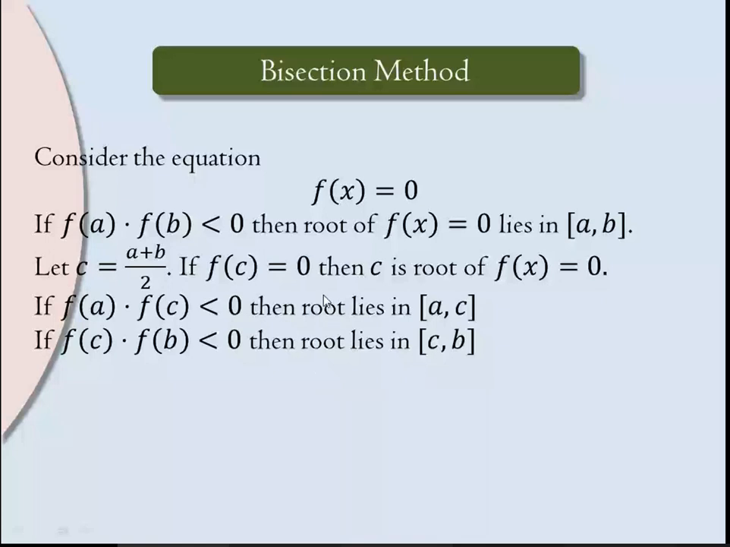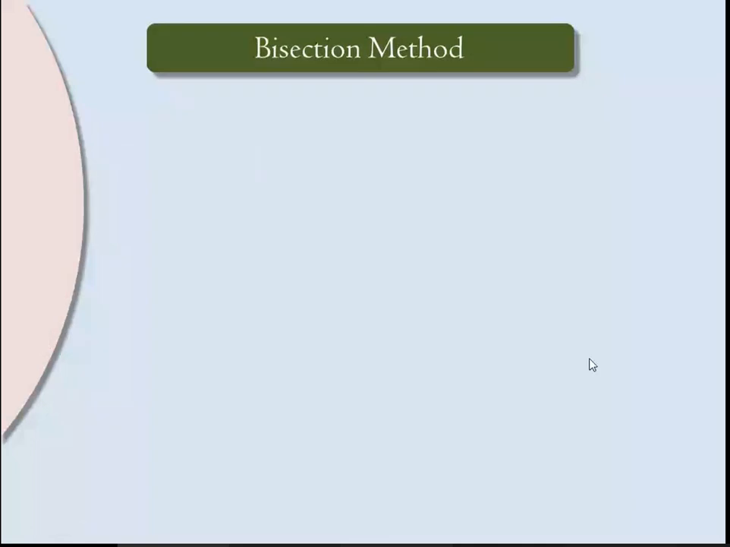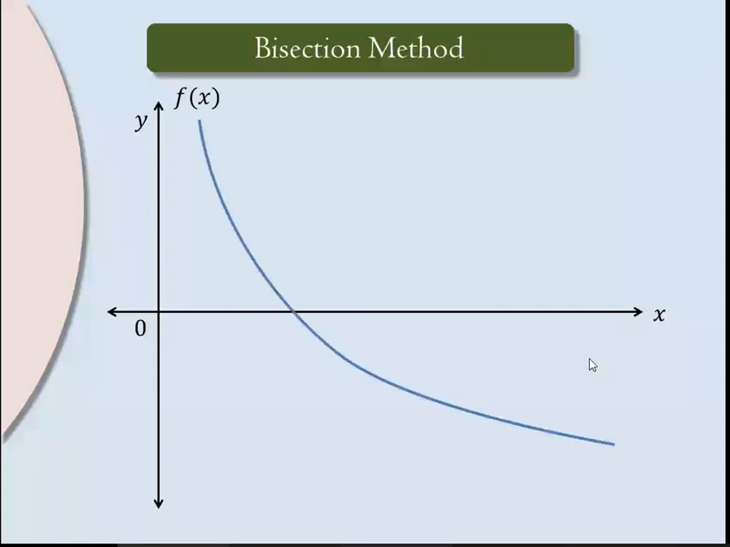Now I will show you how it looks graphically, so you get a better idea about this method. Suppose we have this function f of x. We got 2 points, say a and b, such that f of b is negative and f of a is positive. These points we have to find by trial and error. We have to just check for which values the function is positive and negative.